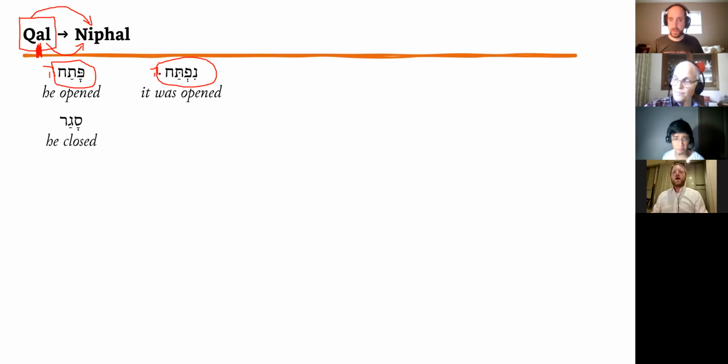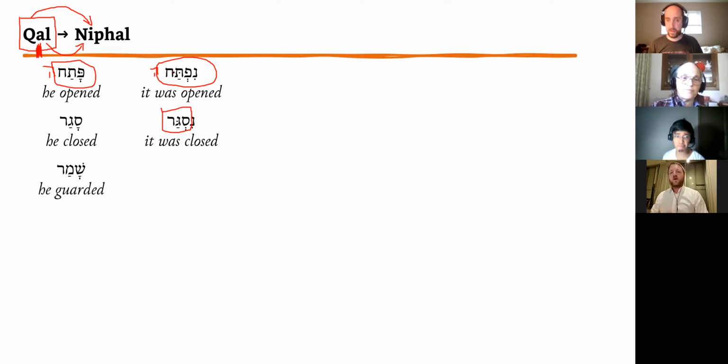For now, let's just look at comparing the kal to the nifal. Sagar means he closed, like he closed the book. Sagar et sefer. Hu sagar et sefer. And hasefer nisgar. The book was closed. You see the same root, right? Sagar. And here you see the root sagar, but with the nifal you have an n prefix. Nisgar. This is why we call it nifal. Nifal, nisgar, niftach.